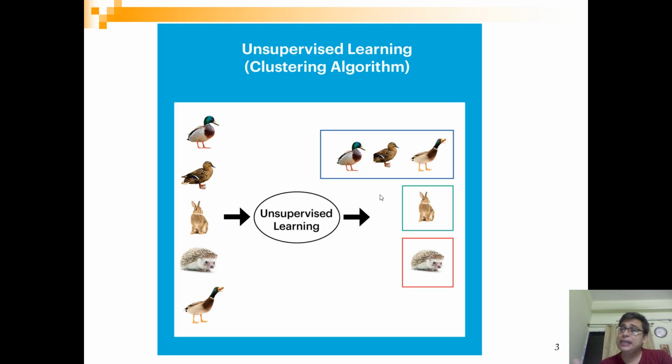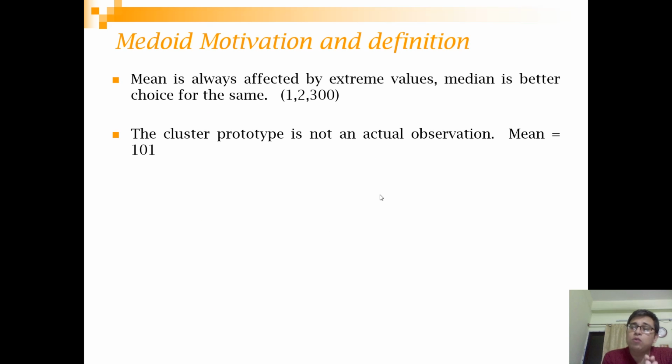Having said that, let's look at the issues with means. You already know that the mean is always affected by extreme values. If you have values like 1, 2 and 300, you can see that 300 looks a little bit extreme. If you calculate the arithmetic mean, 1 plus 2 plus 300 divided by 3, it is 101. It is neither close to 1 or 2 nor close to 300. This is one of the problems: it is quite affected by the observation 300.